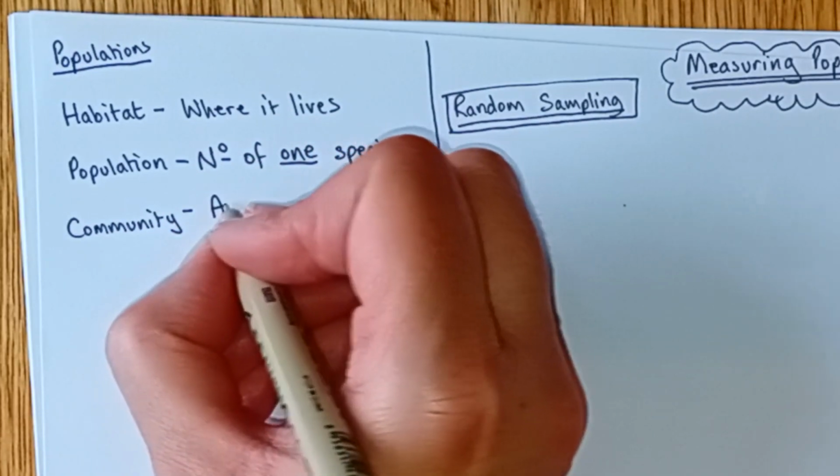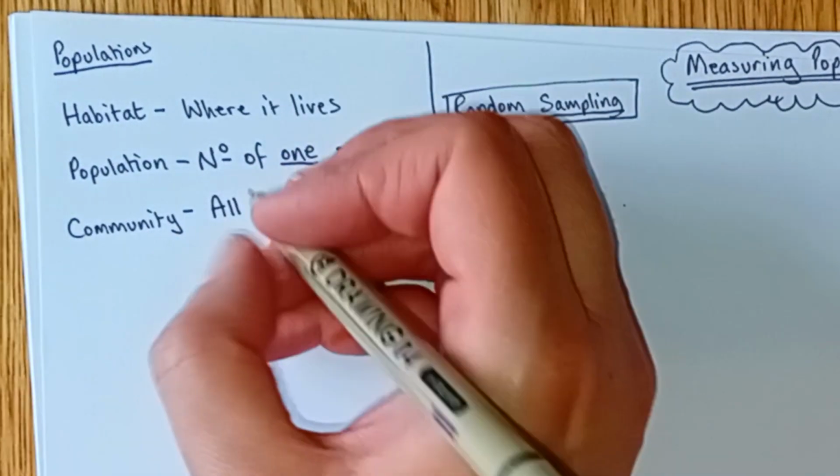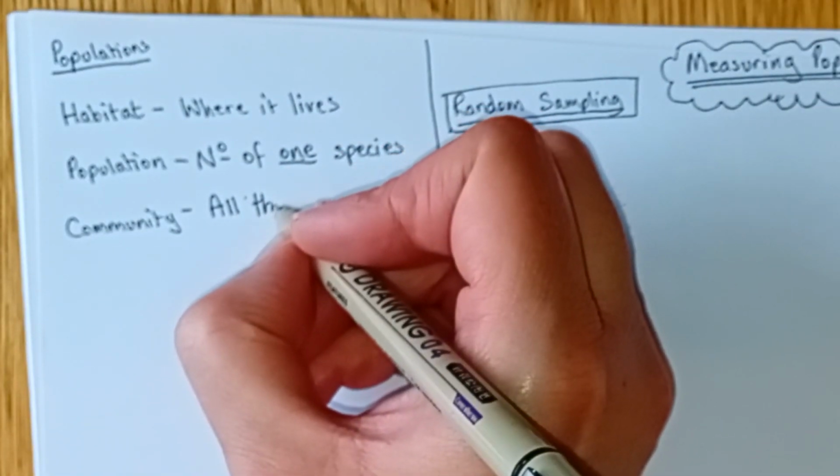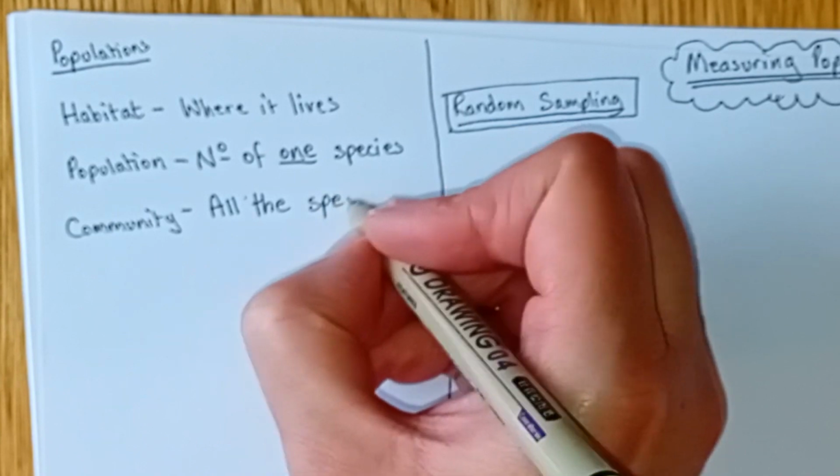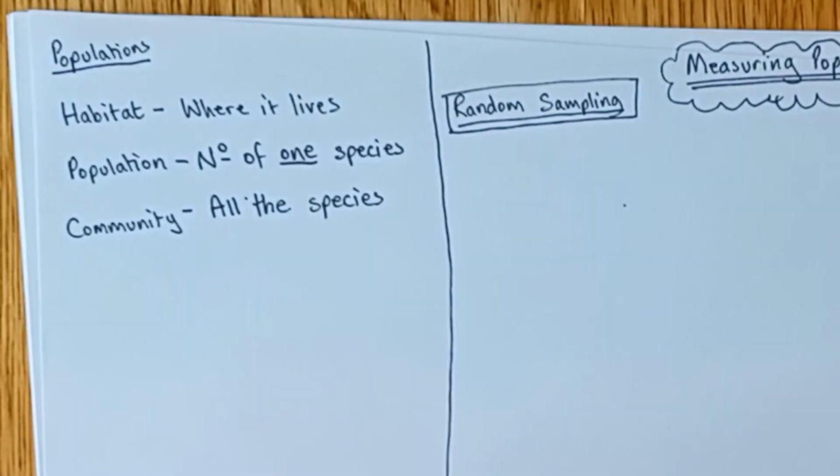Community then means all of the species in a habitat or in an area. So that would be all the oak trees and the beech trees and the pine trees, but also all the other animals and plants that live there. So the owls and the mice and the bracken and anything else that might live in that habitat.